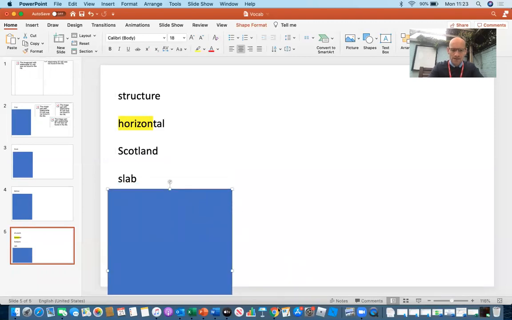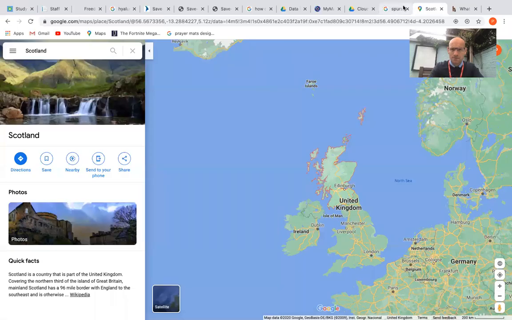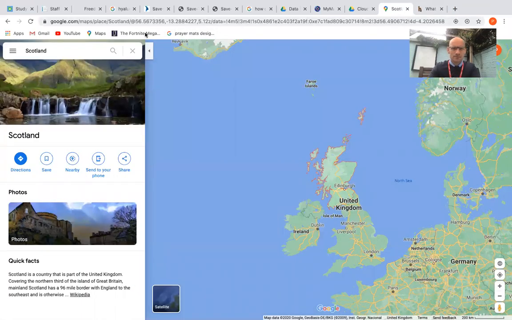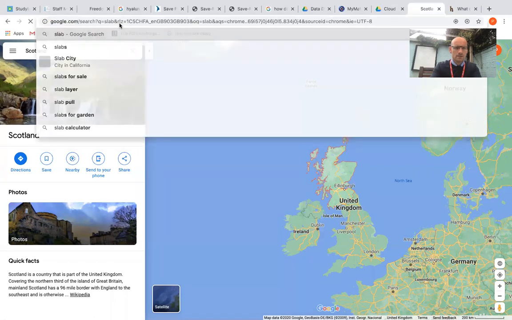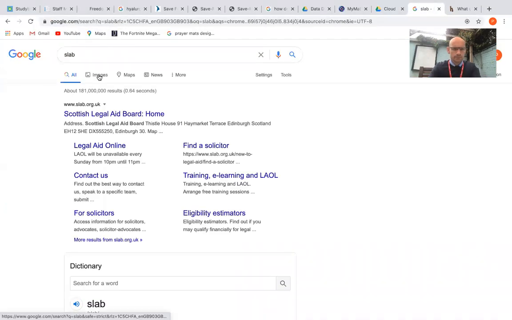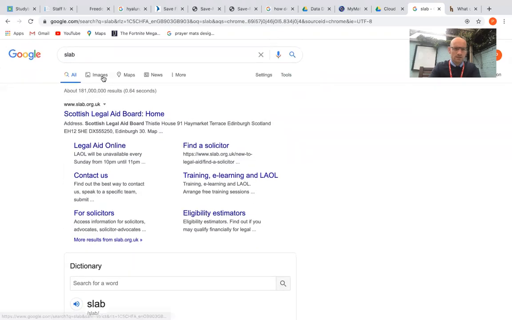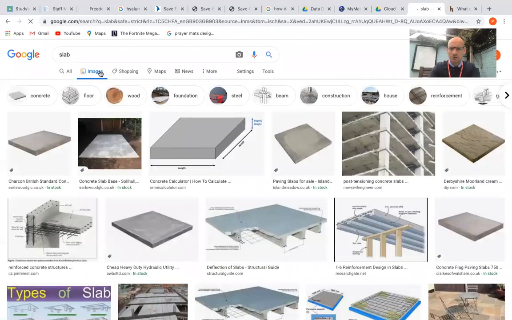Slab. Okay, I've never heard of that word in my life. So let's type in slab. Oh, there's a dictionary there: a large, thick, flat piece of stone. Okay, so that's pretty easy to understand. Quickly look at the images. A large, thick piece of stone.